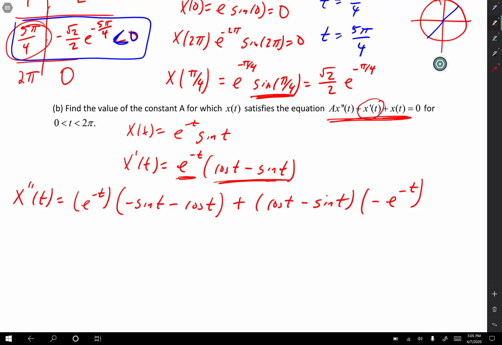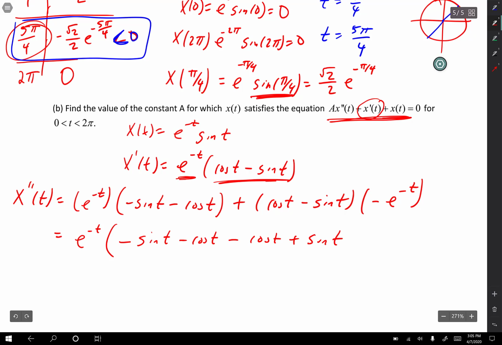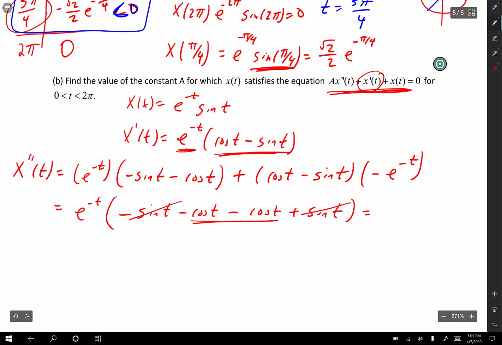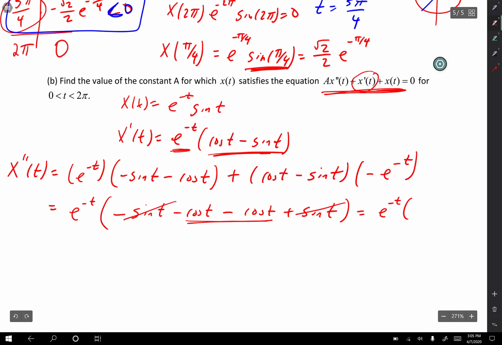Let's factor out e to the negative t. If I do that, I'm going to have negative sine t minus cosine t. I'm going to leave that negative there. Minus cosine t plus sine t. So if I do that, these sine t's cancel out, and I have two of these. I hope I didn't make any mistake. So e to the negative t, parenthesis, negative 2 cosine of t.